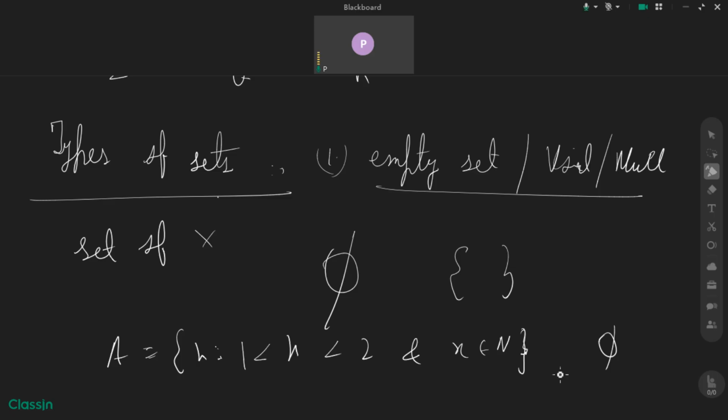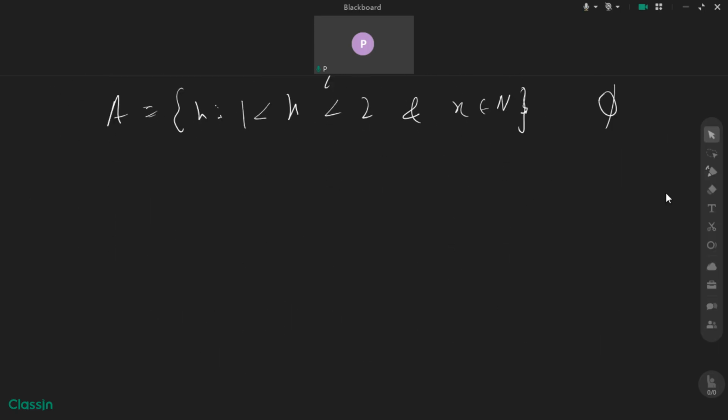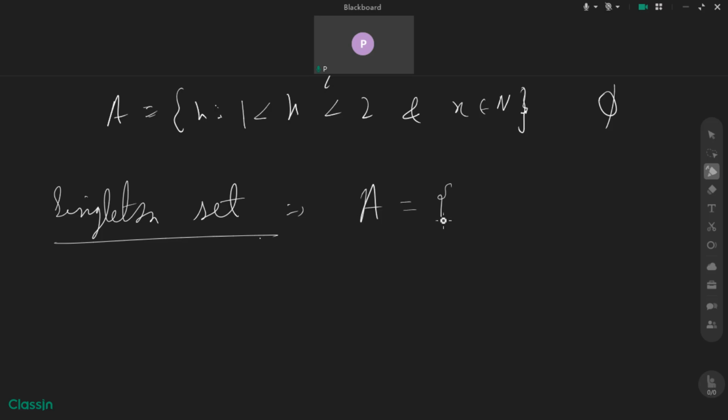Let us take the second type of set, that is known as a singleton set. A singleton set is a set that has just one element. Let us have set A equal to, let us say, {1}. Since it has just one element, I will say it is a singleton set. Let us take any other example.